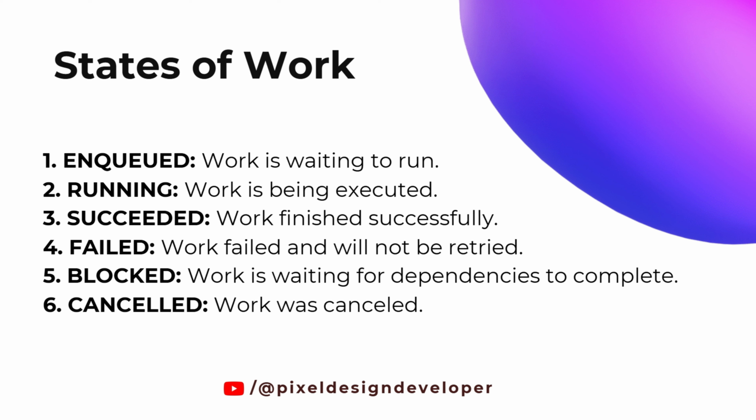4. Failed. But if something goes wrong, the task moves to the failed state, and it won't be retried unless specifically configured to do so. 5. Blocked. Sometimes a task might depend on other tasks. In such cases, it stays in the blocked state until those dependencies are finished. 6. Canceled. Finally, we have the canceled state. This happens when the task is explicitly stopped, either by the app or the system. Understanding these states helps you monitor and debug your background tasks effectively.